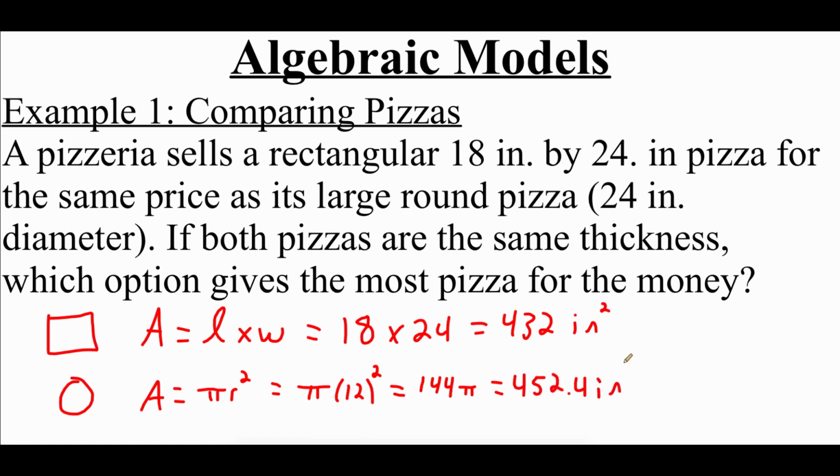is about 452.4 square inches. So if we're comparing these pizzas, the circular pizza gives us 20 square inches more pizza for our money. If we're looking at the same price for each of these pizzas, we're getting more for our money with that circular pizza.